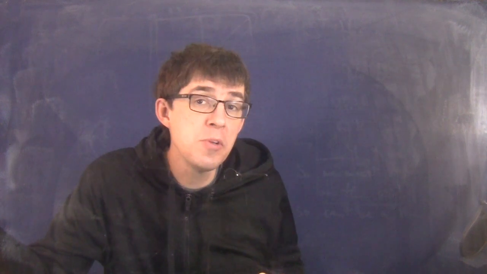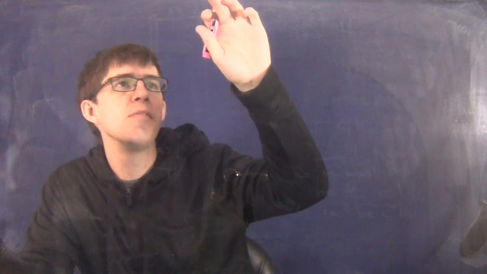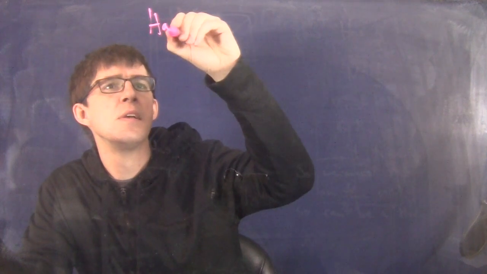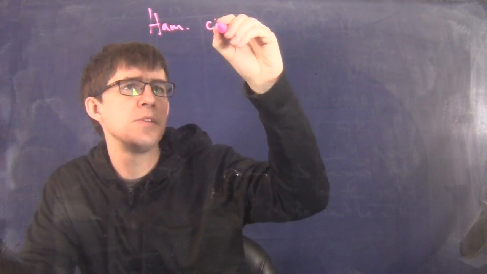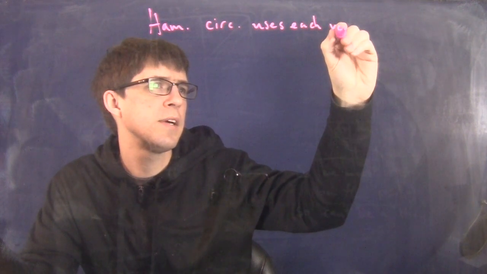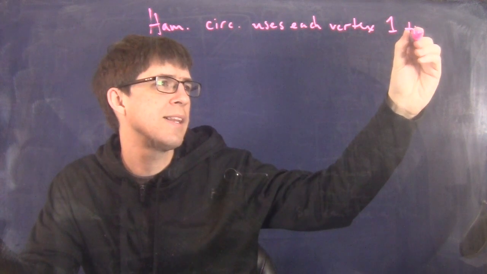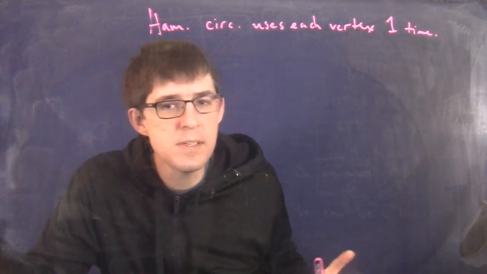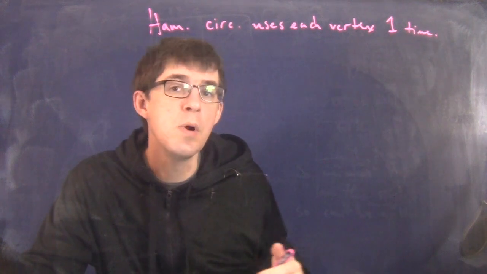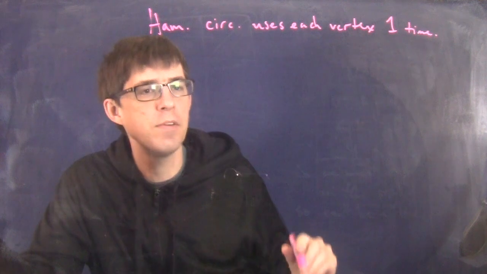Let's talk about Hamilton circuits some more. Remember, a Hamilton circuit is one which uses every vertex exactly once, and it doesn't care anything about the edges. So you can miss some edges if you want to. All that matters is you hit every vertex one time.